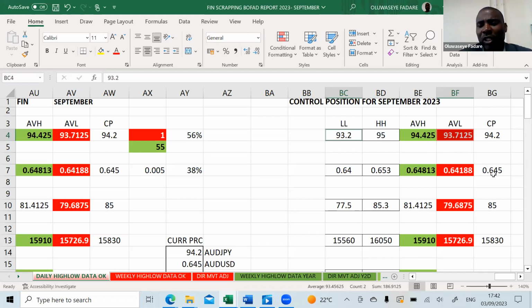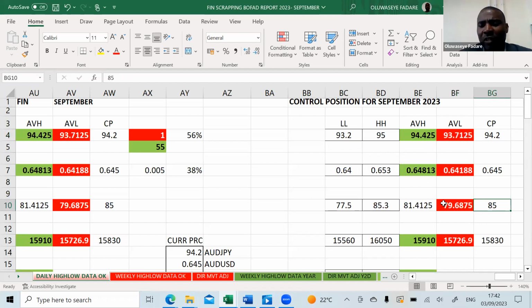The next one, as you can see, 0.645 is in between. These two positions are above, and these two positions are below. So we expect it to move to one side to be able to activate two of the sides.